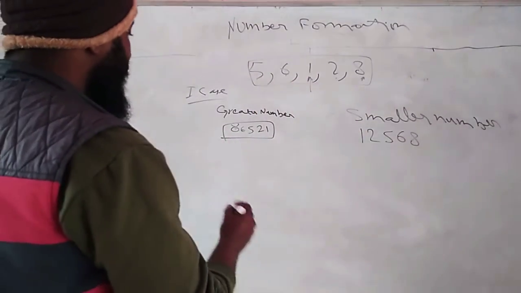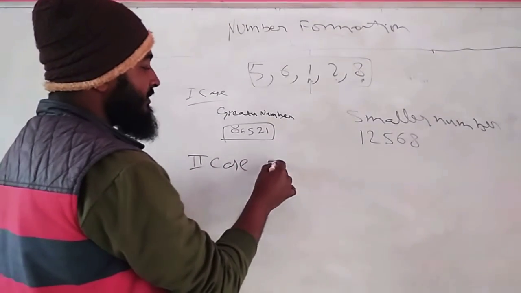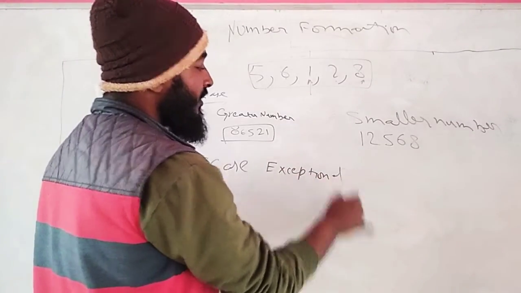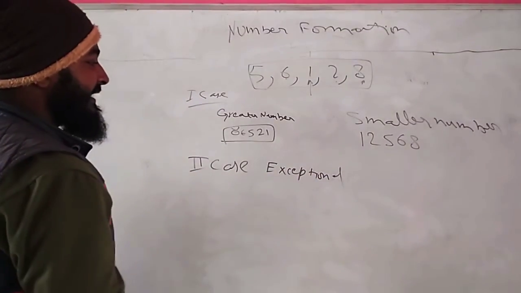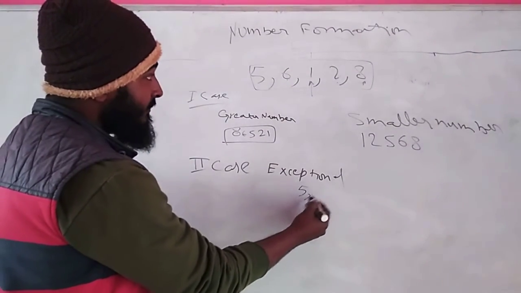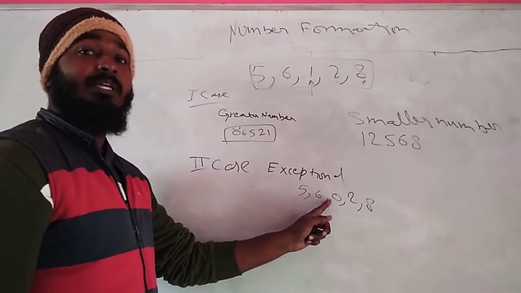Now the second case is the exceptional case. What is the exceptional case here? The exceptional case is when the digits are like this: 5, 6, 0, 2, 8. Here there is a 0.